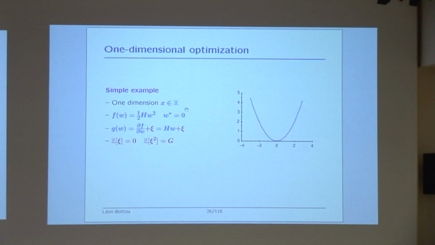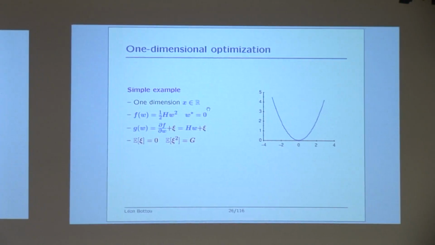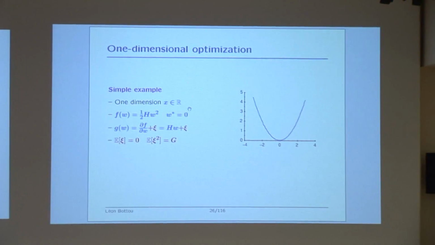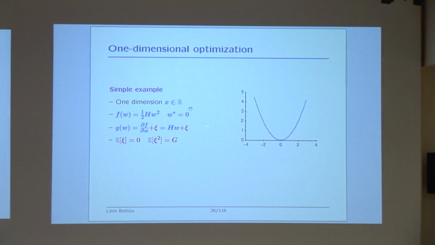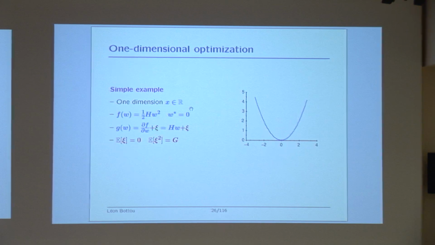And my gradient has the form: derivative of the function plus some noise that comes from the xi's I'm choosing. In fact, the xi's are precisely the xi, but that's in that case. So I can write it as hw plus the noise. I assume the expectation of the noise is 0, and the variance of the noise is g.